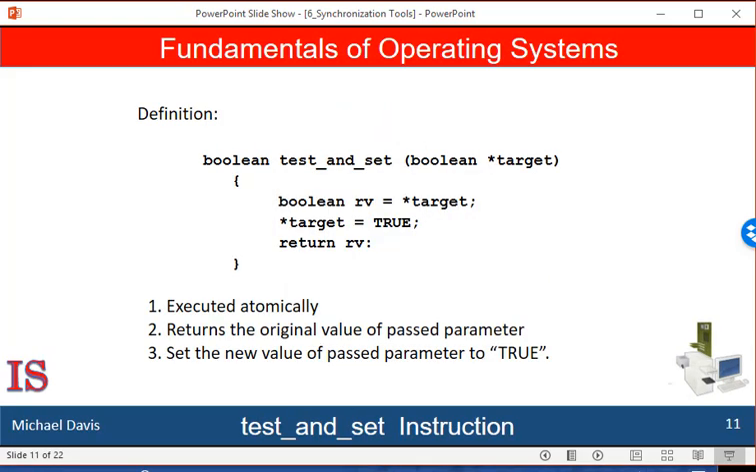Many modern computer systems provide special hardware instructions that allow us to test and modify the contents of a word or swap the contents of two words atomically. A word, as used here, is the natural unit of data used by a processor design.